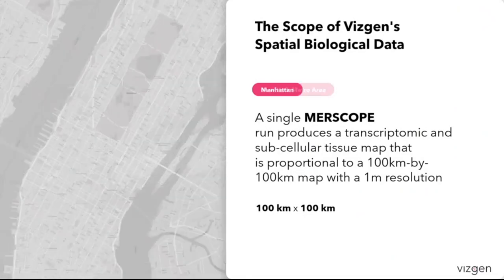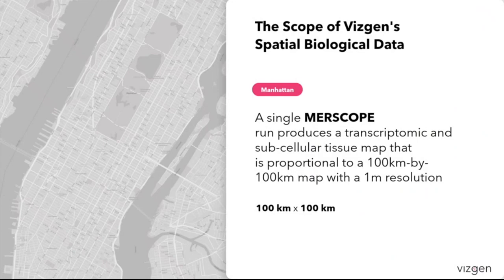Then you would be able to zoom in to what we would call a whole field of view, kind of like type of zooming in. So here you can start seeing some details. You can see the rivers, you can see a park. So this would be equivalent to something like 200 by 200 micrometers on the MERScope run.